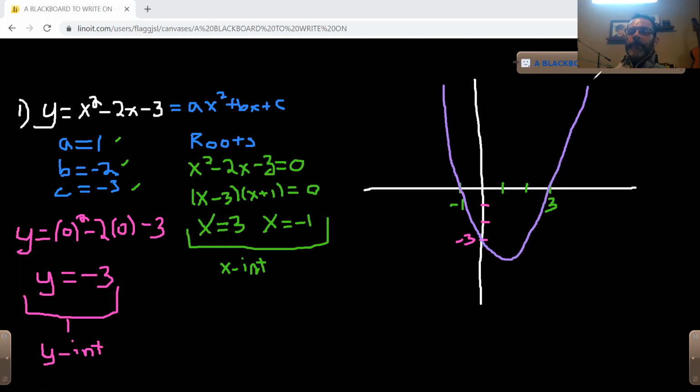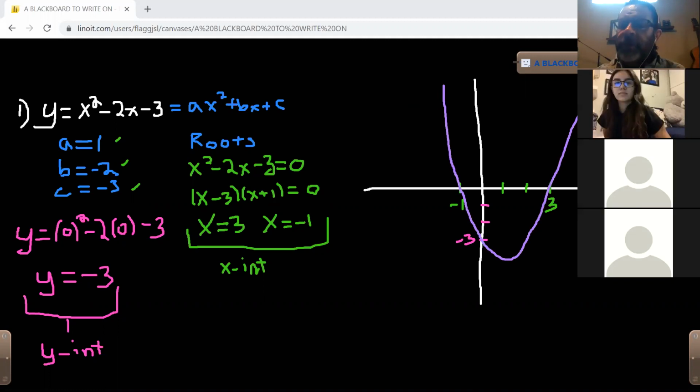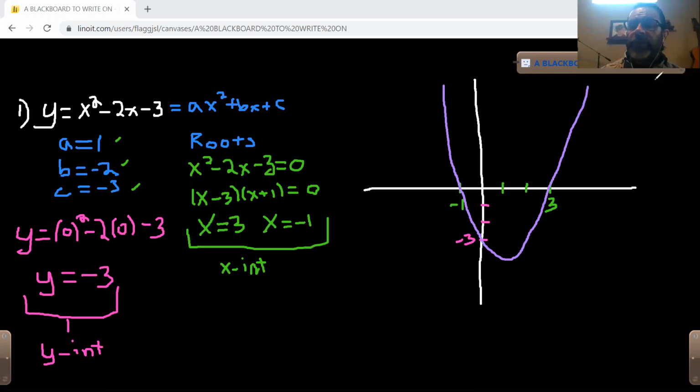Okay, very good. I think it was Viviana? Yes. Yeah, very good, Viviana. Very good catch, very good observation. So now we've got a bit more detail to the graph, to the sketch.